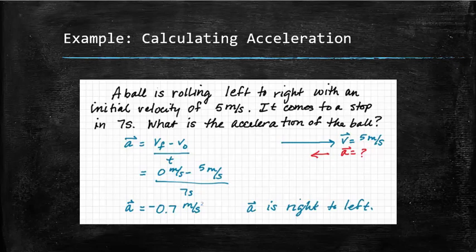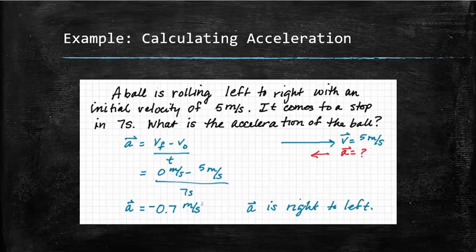So here's a basic calculation for acceleration. You've got a ball rolling to the left with an initial velocity of 5 meters per second. It's going to come to a stop in 7 seconds. What's the acceleration of the ball? So, little doodle real quick. It's got the arrow pointing to the right for velocity and acceleration, slowing it down.